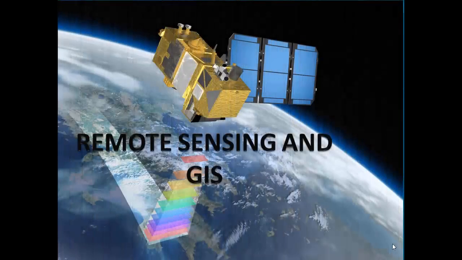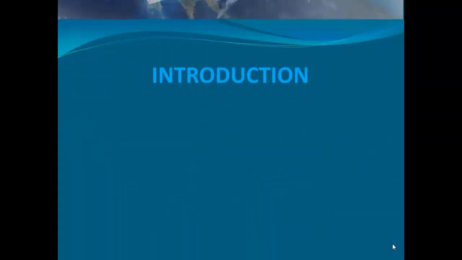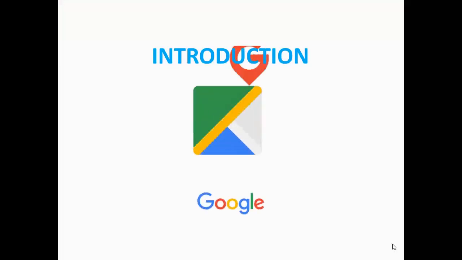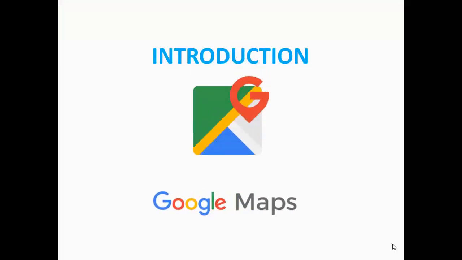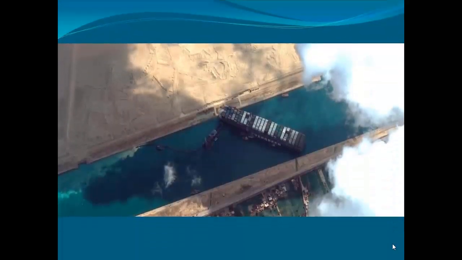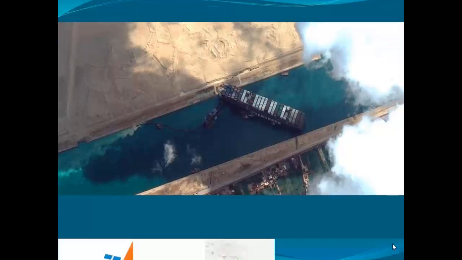Hello, in this video I am going to give you an overview of remote sensing and GIS. Every one of us, those who have smartphones, have used Google Maps at least once in a lifetime. This is the recent satellite image of MV Ever Given trapped in the Panama Canal, and both of these are the products of remote sensing and GIS.